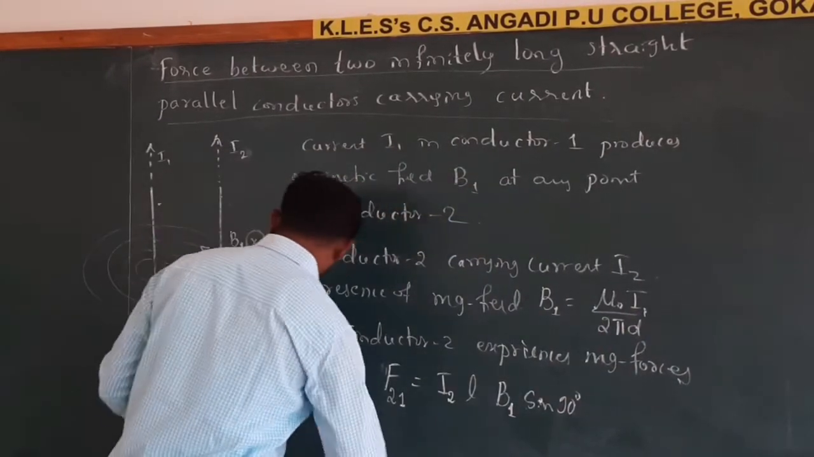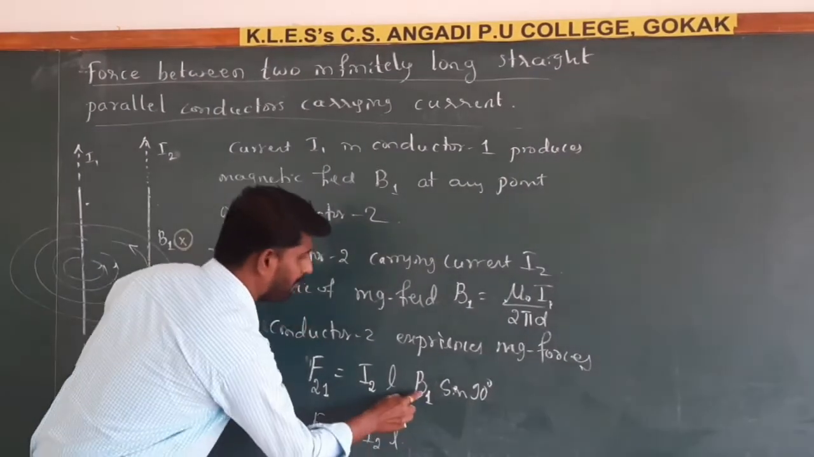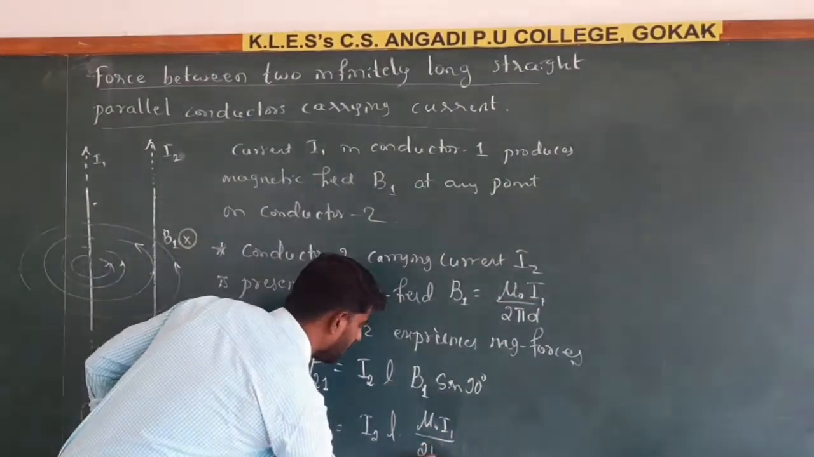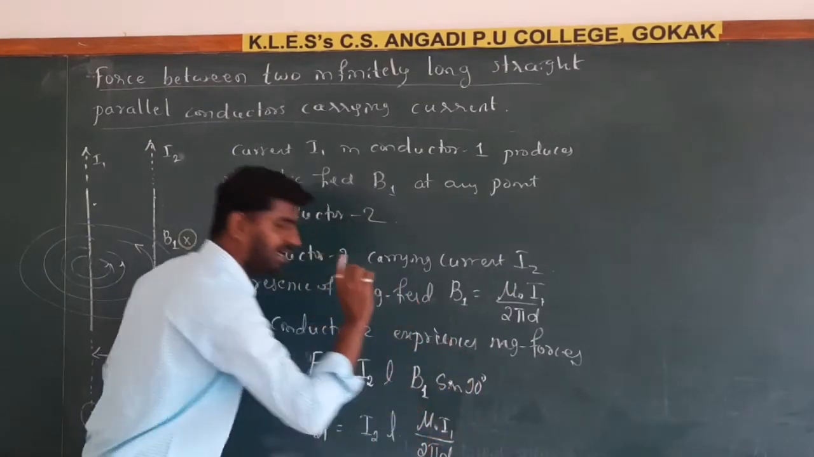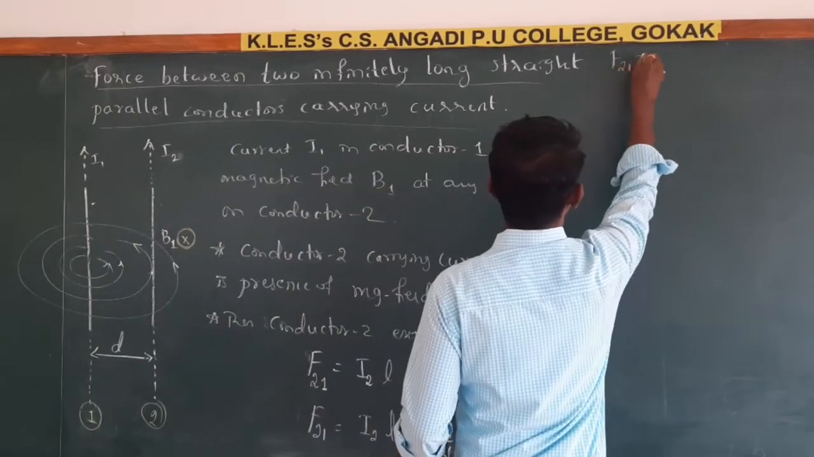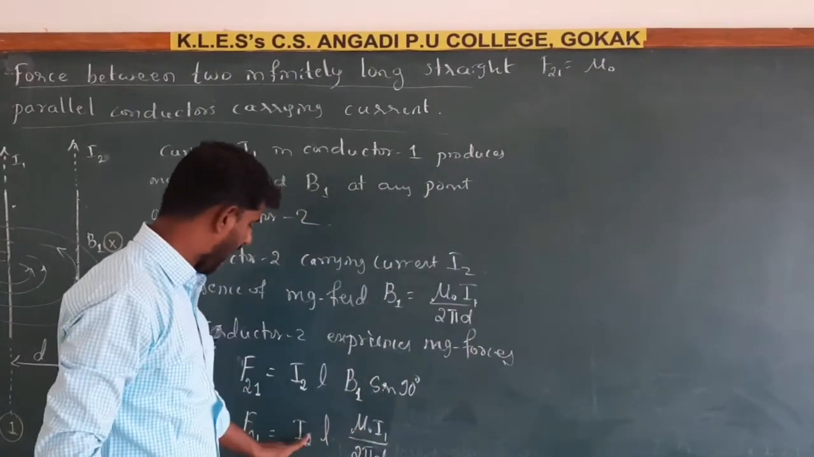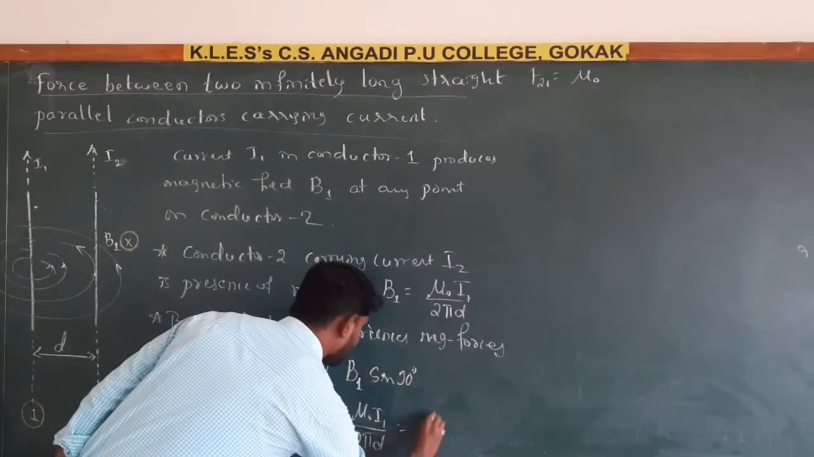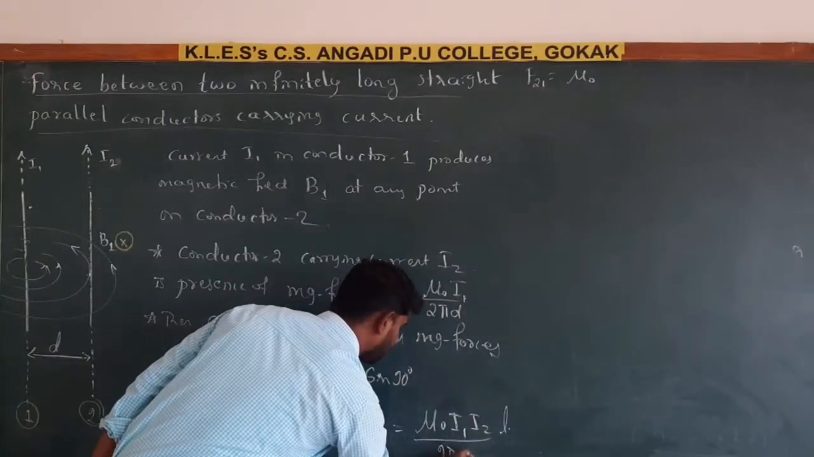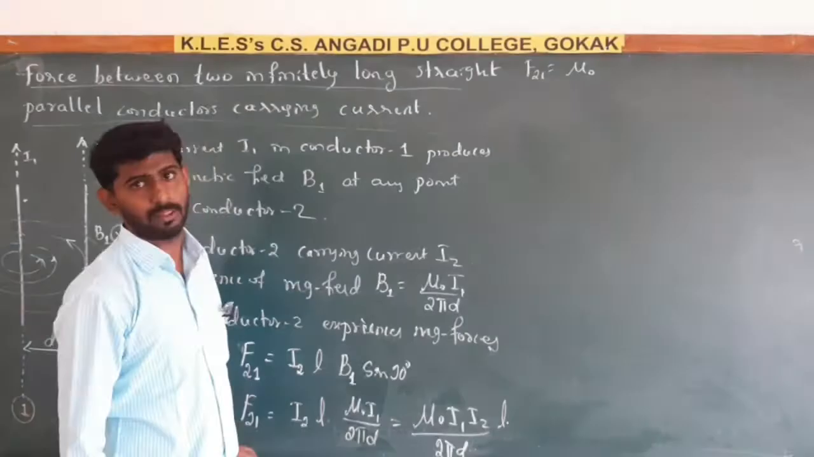Right? Okay, then substitute the values. F of 21: so I2 as it is, L as it is. What is the B1 value? Let us substitute. mu naught I1 divided by 2 pi d, and this is sin of 90, it is 1. So finally F of 21 is equal to mu naught I1 into I2 into L divided by 2 pi into d. So what is this? This is the total force experienced by the conductor number 2.